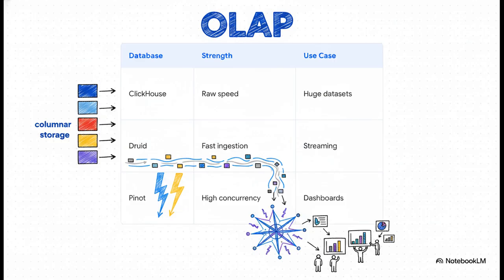Instead, we use specialized technology, online analytical processing, or OLAP databases. These use columnar storage, which compresses similar data together so it can scan billions of rows in milliseconds.